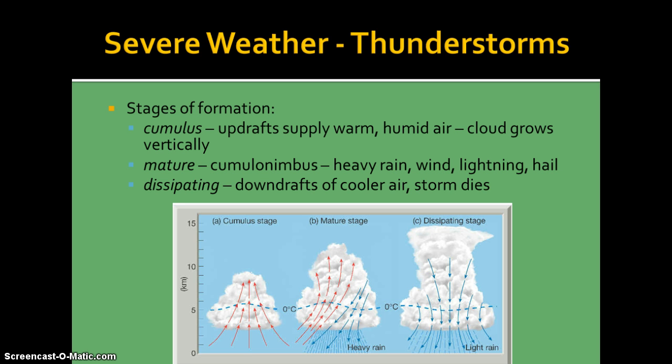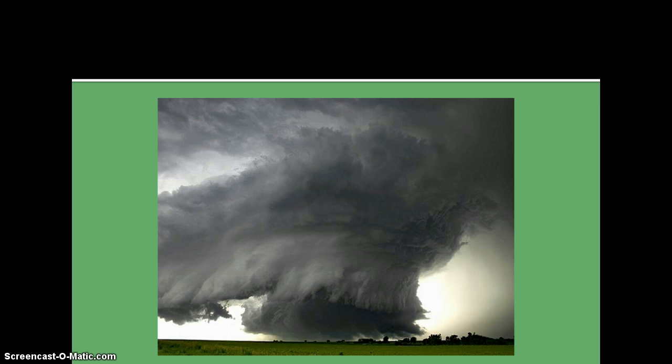And then as we have the rainfall and precipitation, that creates downdrafts, which is going to slow down the updrafts that we had in the cumulus and mature stage, and then our storm is going to start to dissipate and die out. So here in this diagram, you can see that vertical formation of this cumulonimbus cloud.